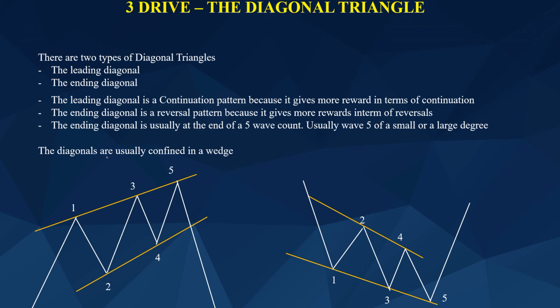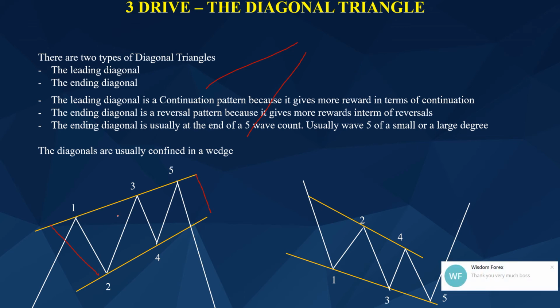The diagonals are usually confined in a wedge. So if you have the diagonal triangle, because it's confined, the two lines are moving towards the same direction, but they are converging. They are coming together. So at the beginning, we have a bigger space, and a smaller space at the end. This is what makes a wedge. In the next slide, we're going to look at the characteristics. So this is a bullish diagonal, and this is a bearish diagonal.